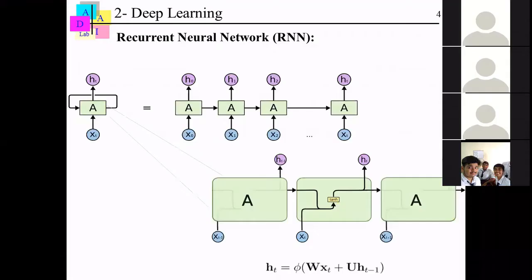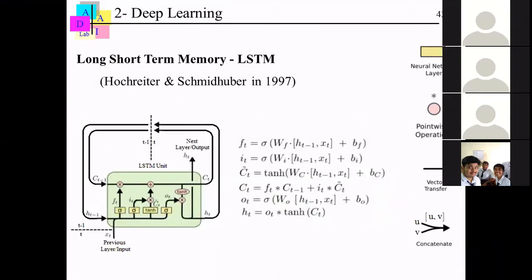...for the next step. However, if we had a long process, it's more difficult. That's why long short-term memory was born. It was proposed by Hochreiter and Schmidhuber in 1997.